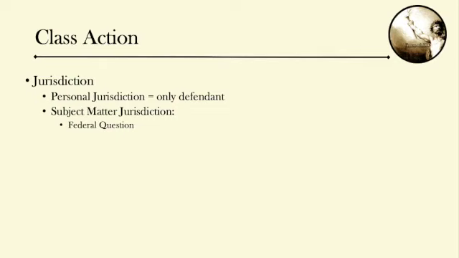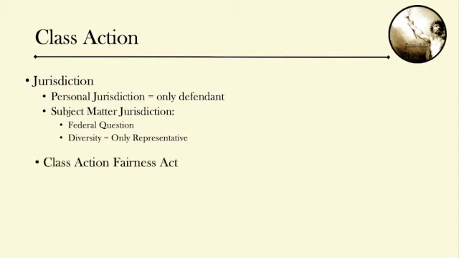But there might be also diversity, and in diversity you need only to take a look at the representative, both for complete diversity. So only take a look at the representative, if the representative is coming from a different state from the defendant. And for the amount in controversy, you need to take a look again just at the class representative. If that claim exceeds $75,000, you have the amount in controversy. Otherwise, there's no diversity. But recently, they've adopted the Class Action Fairness Act.